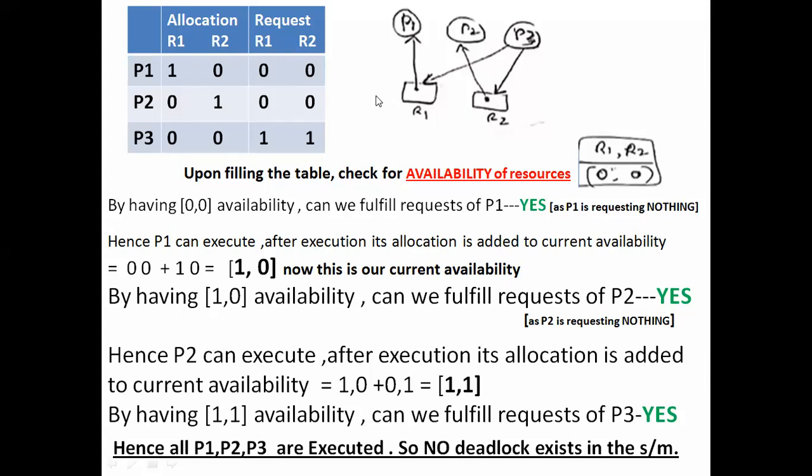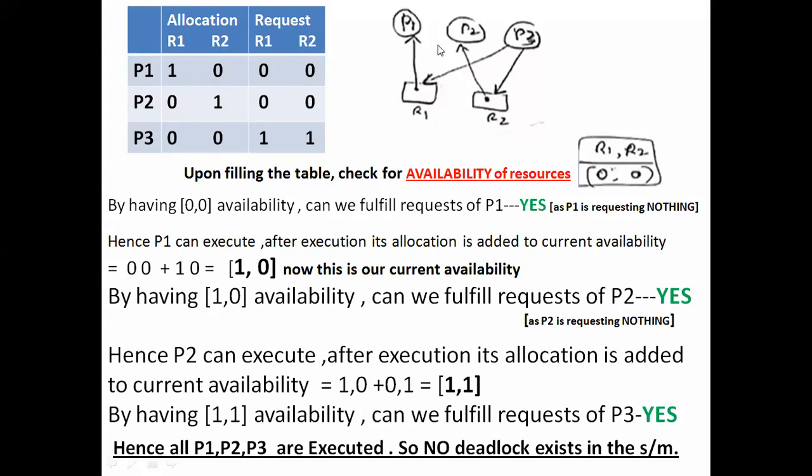So now, how to fill these values? First, let me look at the allocation of the resources for these three processes, P1, P2, P3. So let me start with the first row, where we are dealing with the process P1.